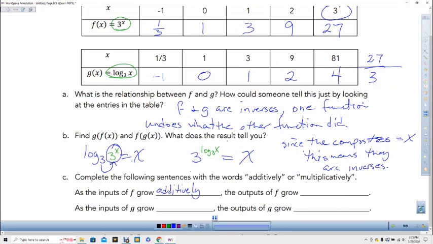The outputs of f grow what? Well, 1/3 to 1, 1 to 3, 3 to 9, 9 to 27. Hopefully you can see that that's multiplying by 3 each time. Times 3, times 3, times 3, times 3. So it's going to grow multiplicatively.